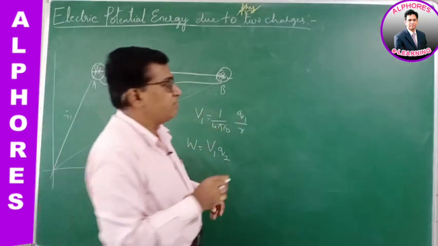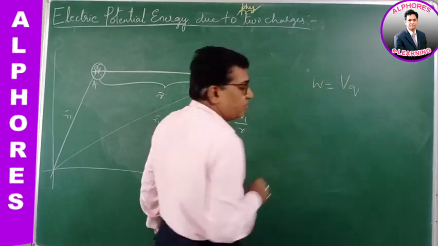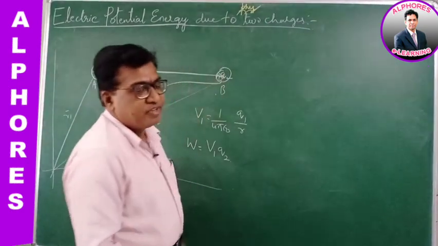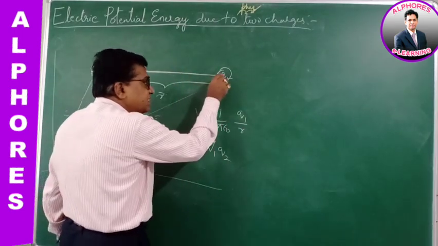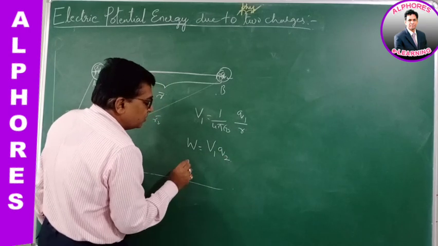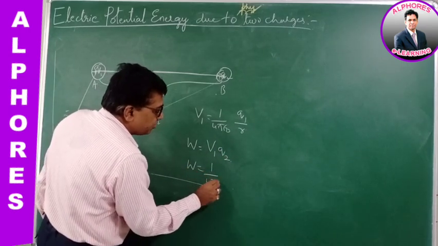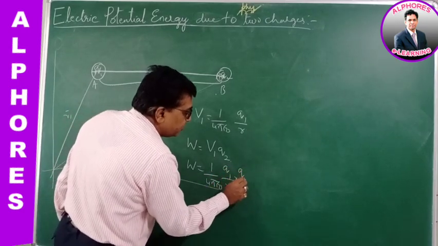We have just now derived the work done in moving a charge to a point P. It is potential into Q. So work done W is VQ. Therefore, the work done in moving a charge from infinity to the point in the field, W, is the potential at this point, V1, into Q2. So the work done is V1, 1 by 4 pi epsilon naught Q1 by R, into Q2.